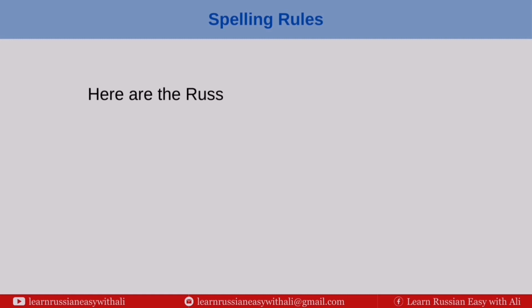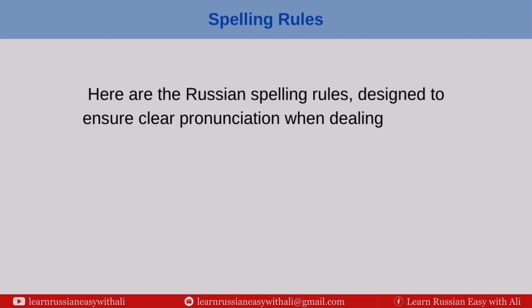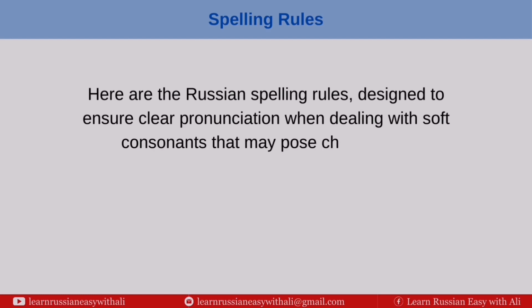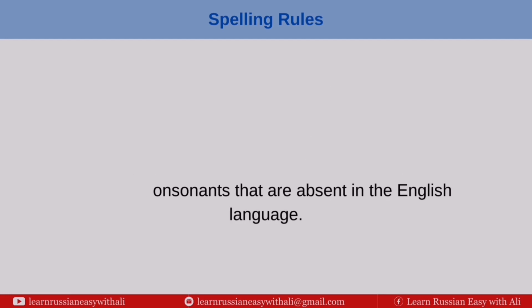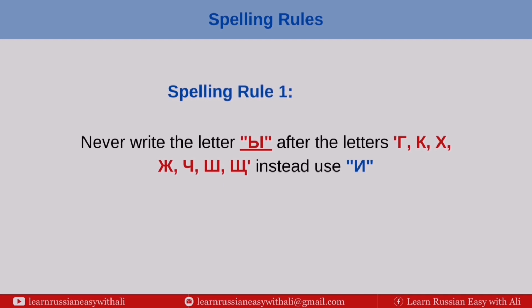Here are the Russian spelling rules, designed to ensure clear pronunciation when dealing with soft consonants that may pose challenges. It is noteworthy that these rules predominantly address consonants that are absent in the English language. Spelling Rule 1. Never write the letter Ы after the letters Г, К, Х, Ж, Ч, Ш, Щ. Instead use И.